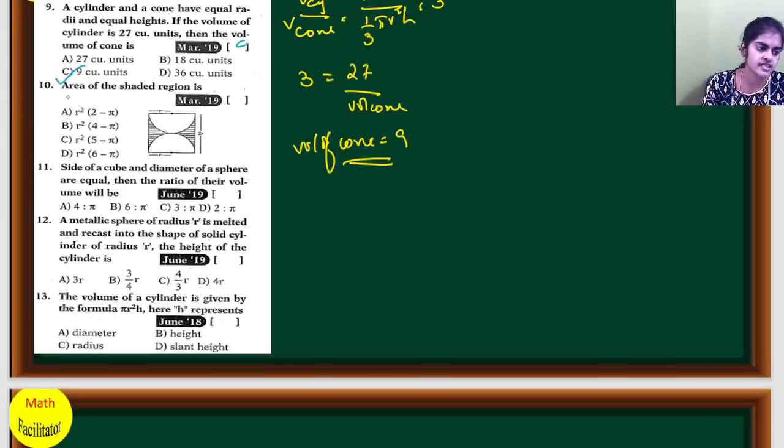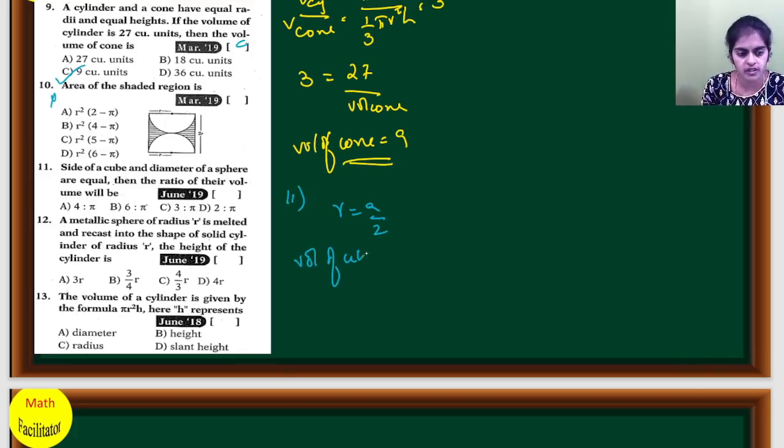Area of the shaded region, this is deleted from your syllabus. Side of a cube. Okay, when diameter of a sphere are equal. So side of a cube equal to diameter. So radius of the sphere is s by 2. Okay, so then the ratio of their volumes. So volume of cube divided by volume of sphere. So volume of cube is s cube divided by volume of sphere. Sphere is 4 by 3 pi r cube. Here r, I have taken it as s by 2. So it is s by 2 whole cube.